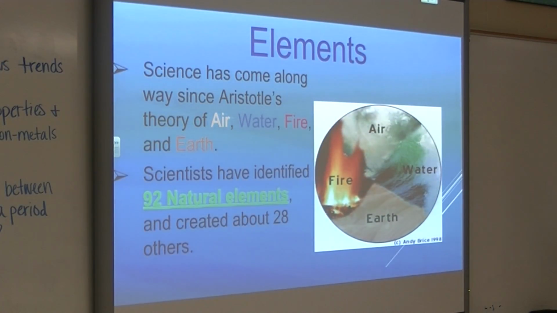Okay, so Aristotle said that all matter was made of air, water, fire, and earth, right? He was the one who discredited Democritus. Democritus said everything's made of atoms. Aristotle said no, it's not. That's what he thought everything was made out of. Scientists have identified 92 natural elements and created about 28 others. So of the ones on the periodic table, 92 of them occur naturally.